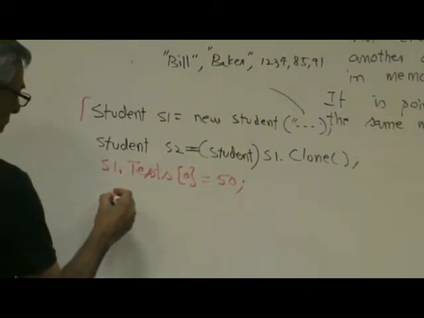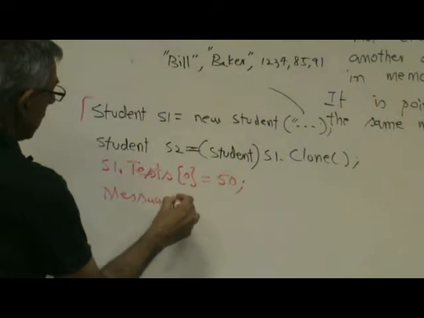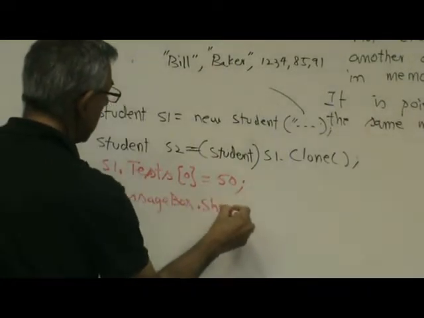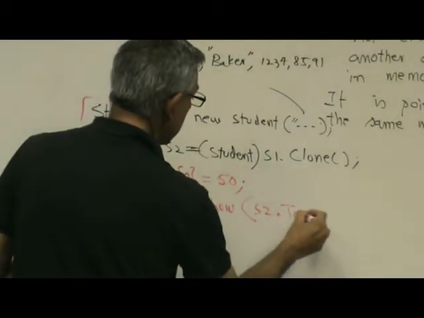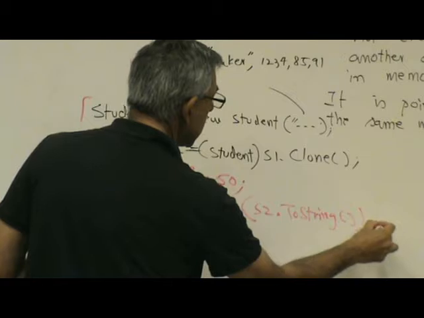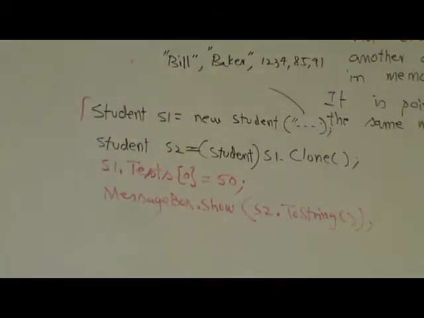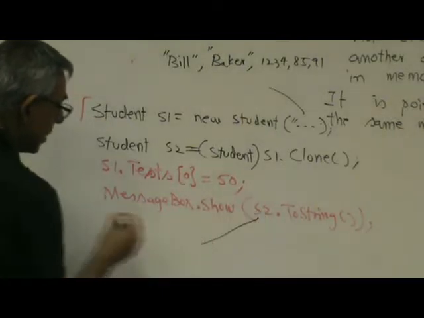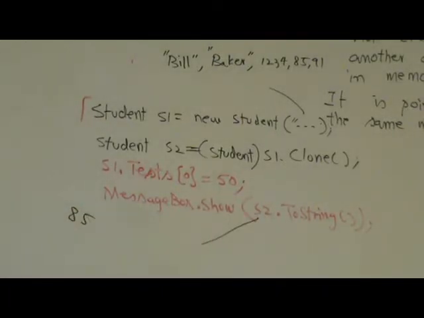And now we try to do MessageBox.Show of s2.ToString. So pretend we have already written the ToString method, so we are printing whatever data is in s2. Can you tell me what data it will print for s2? 85, original data. Okay, some of you are saying original, meaning 85. Anybody saying it might print for tests of 0, 50? Nobody? Okay, so a few of you are thinking it may print 50, right?